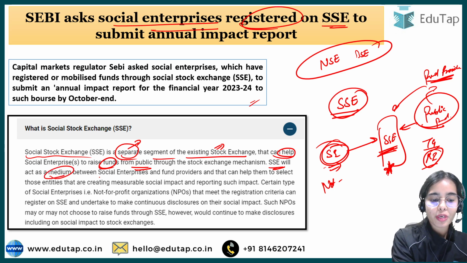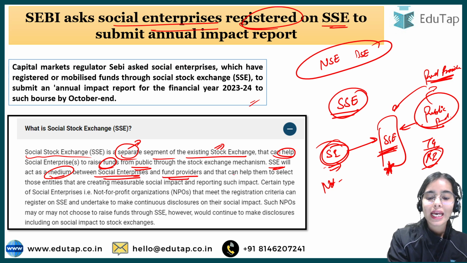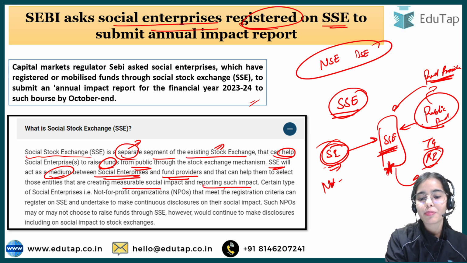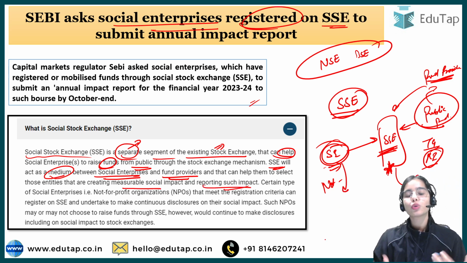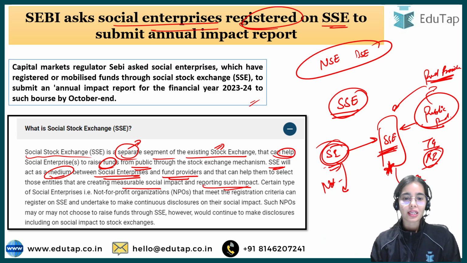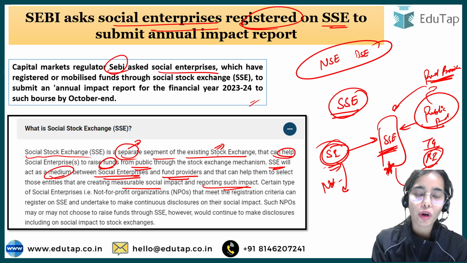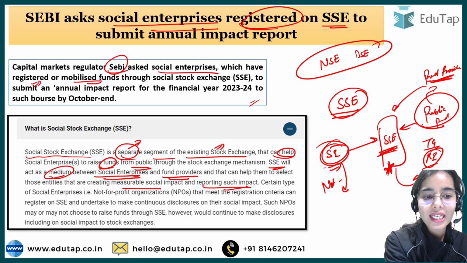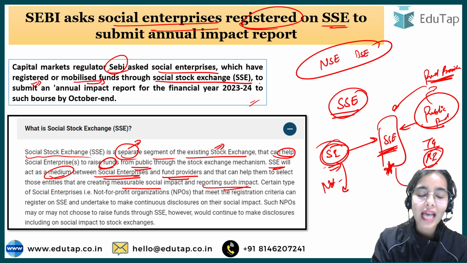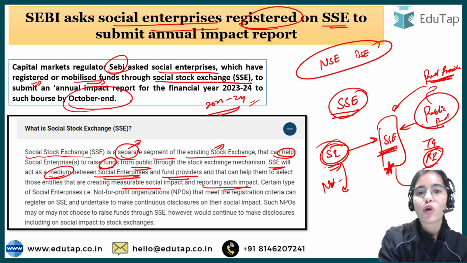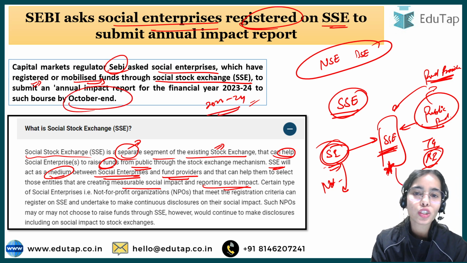It acts as a medium between the social enterprises and the fund providers, and it helps the fund providers select the social enterprises that are creating measurable social impact and reporting such impact. So social enterprises have to show what impact they are creating and how much. SEBI, the Securities and Exchange Board of India, has asked the not-for-profit organizations which have registered or mobilized funds through the SSE to submit the annual impact report for the financial year 2023-24 by the end of October, that is, by 31st October 2024.